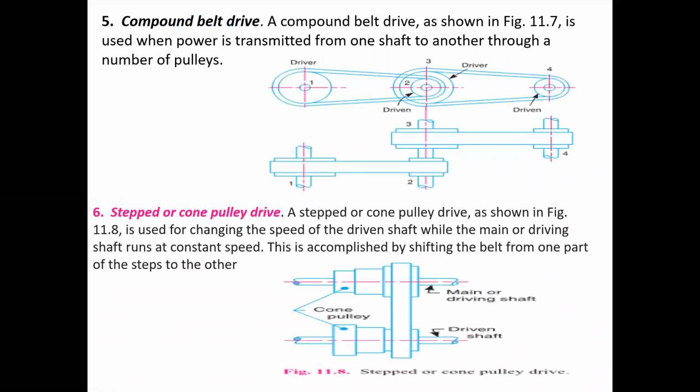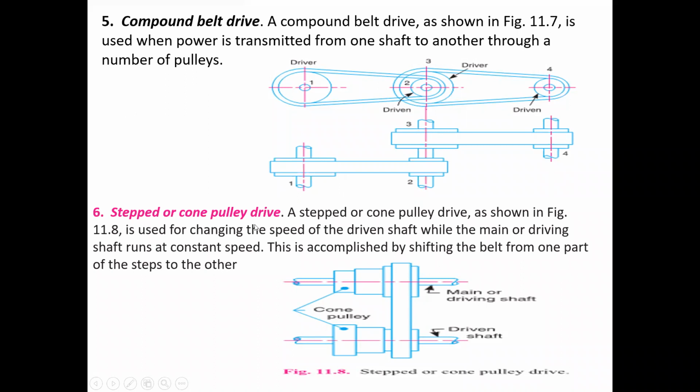And another one is compound belt drive. In our compound belt drive, you will observe that driver and driven are there, and one shaft, the middle shaft, is carrying two pulleys. That means one is acting as the driven and another one is acting as the driver. So two pulleys are there. This is the driver and driven, and again driver and driven are there. This type of arrangement is there, so this type of belt drive is the compound belt drive.